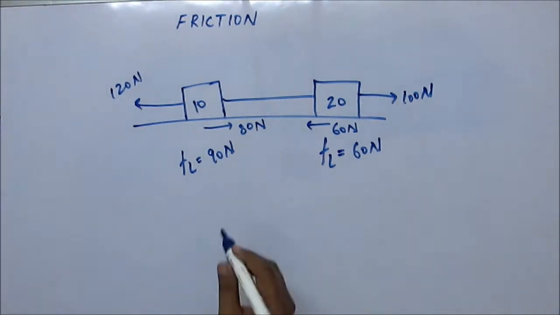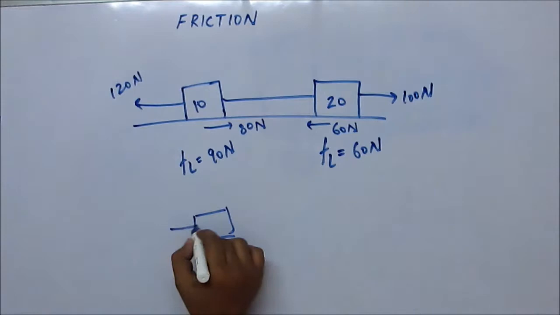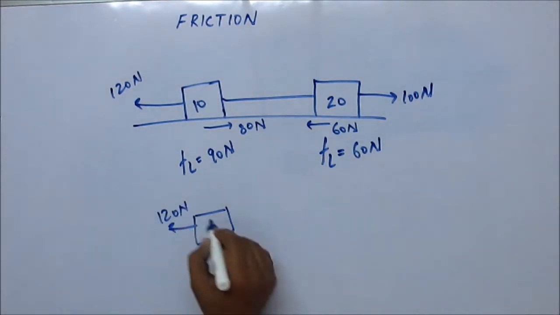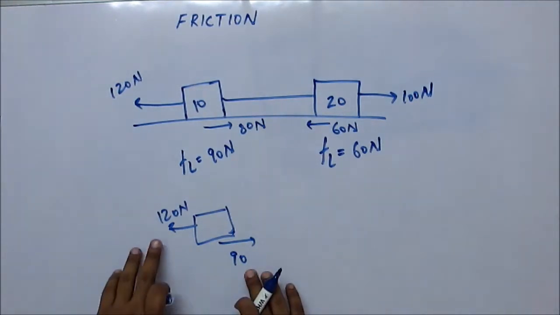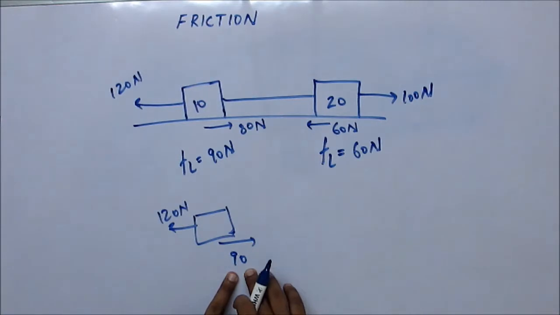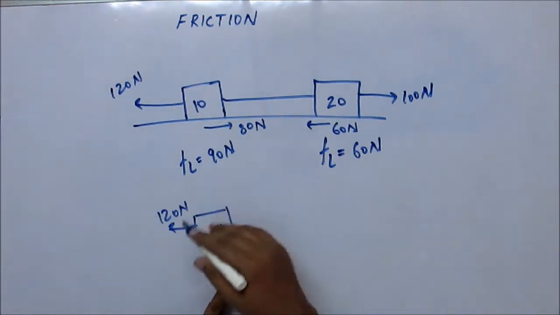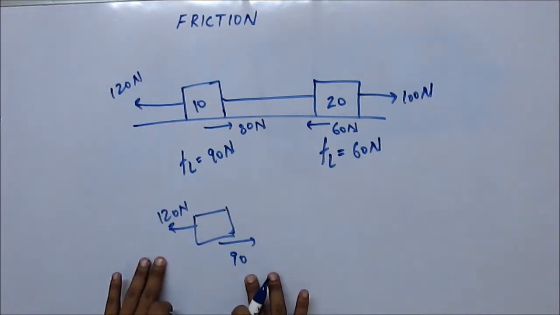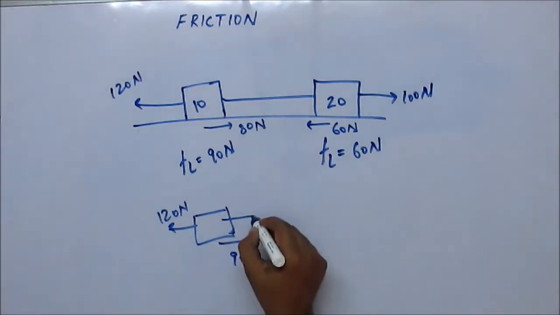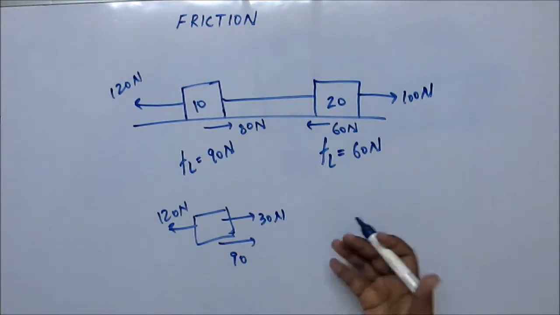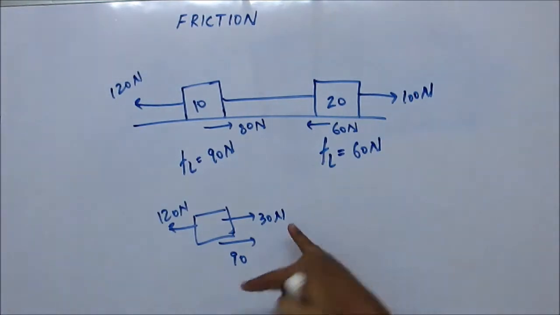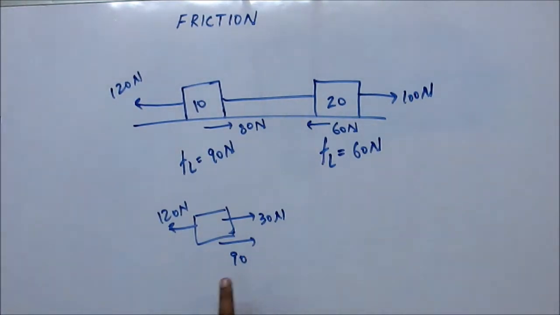Now let us assume that on the 10 kg block, externally you are applying 120 Newton and the friction force is 90 Newton, the complete maximum value. Now the force left out, so that the block remains stationary, would be 30 Newton. That means that 30 Newton is going to come from tension. Tension always acts away from the body, we know. So this 30 and 90 add up to 120. So the condition of equilibrium is satisfied.